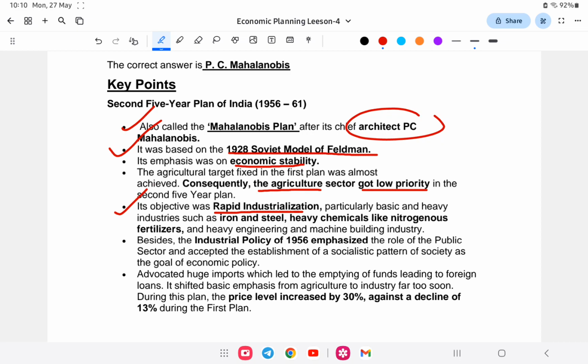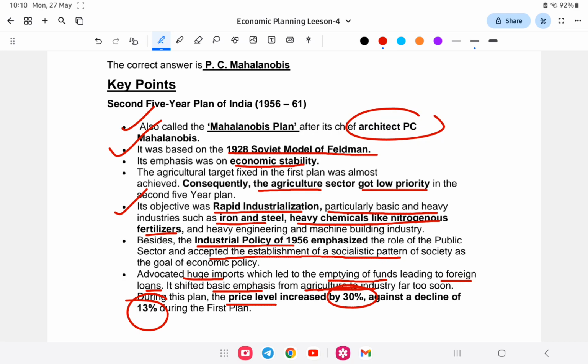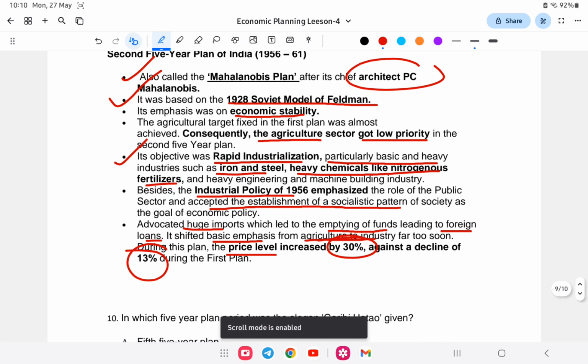Its objective was rapid industrialization, particularly basic and heavy industries such as iron and steel, heavy chemicals like nitrogenous fertilizers, etc. Besides, the industrial policy of 1956 emphasized the role of the public sector and accepted the establishment of a socialist pattern of society as the goal of economic policy. It advocated huge imports, which led to emptying of funds, leading to foreign loans. It shifted the basic emphasis from agriculture to industry far too soon. During this plan, prices doubled, rising 30% against a decline of 13% during the first 5-year plan. So this is the answer.